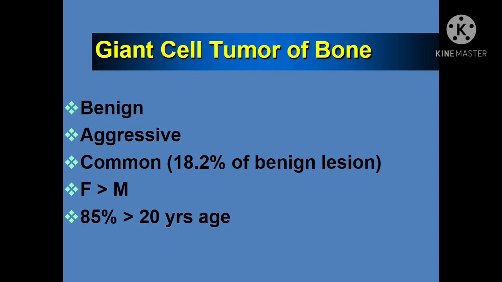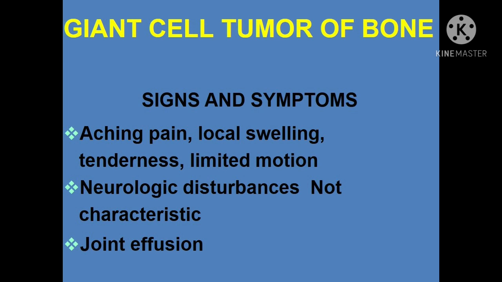Coming to the clinical presentation, like any tumor, it presents as local swelling. There will be tenderness. As it is involving bone, there can be restricted mobility. If it compresses a nerve, it may cause neurological disturbances, but they are not very characteristic. Some patients may present with joint effusion also.